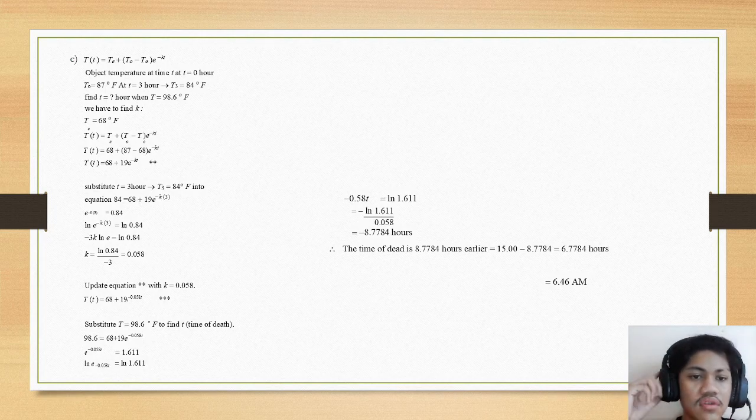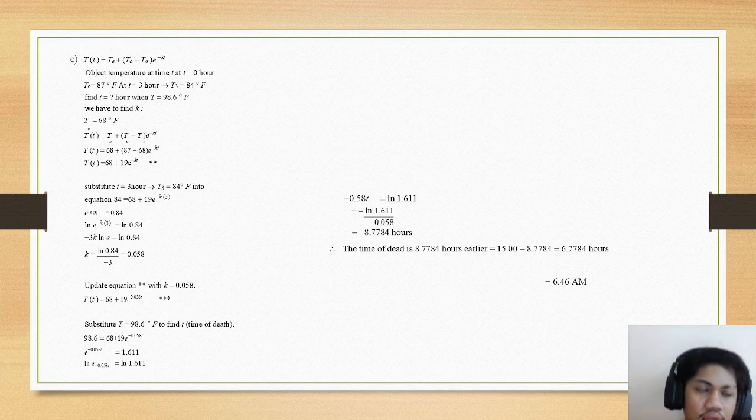So we substitute t to 3 hours, so T3 equal to 84 Fahrenheit, into the equation. So we get 84 equal to 68 plus 19 times e to the power of negative k3. We solve the equation and we got e to the power of negative k3 equal to 0.84. So we put ln to eliminate the e.